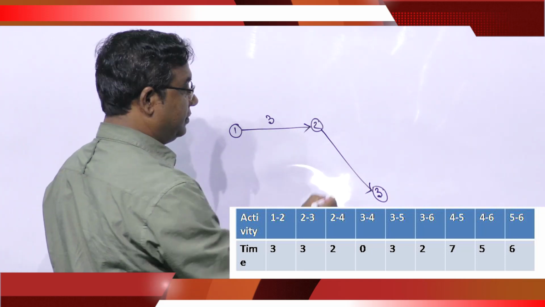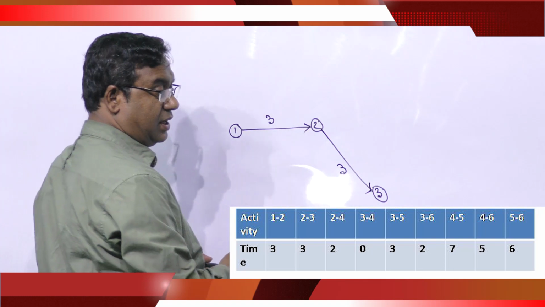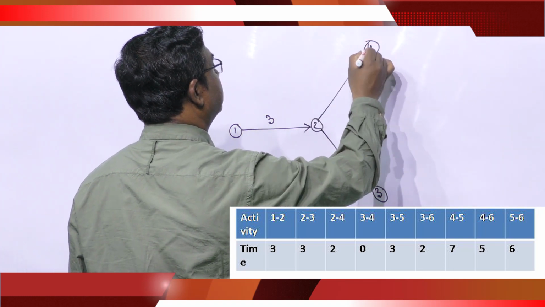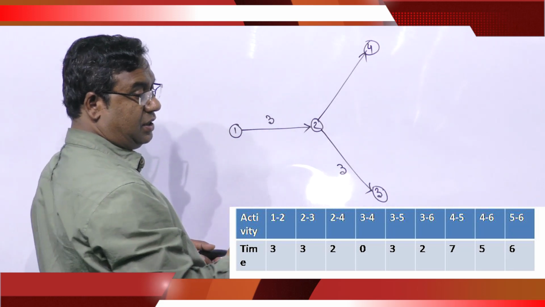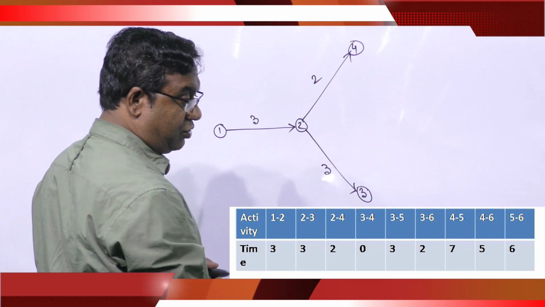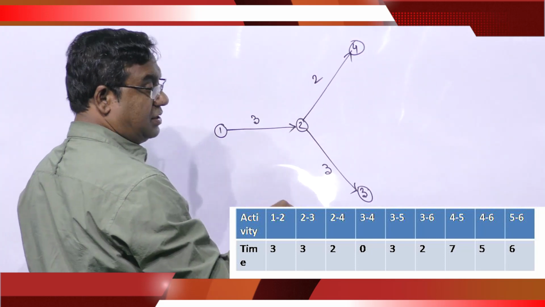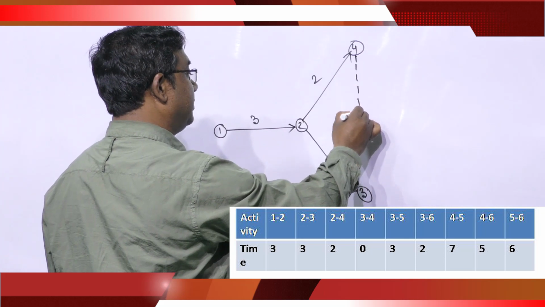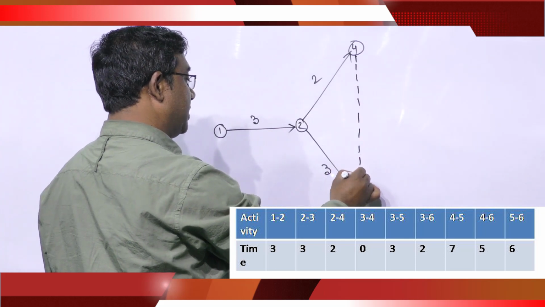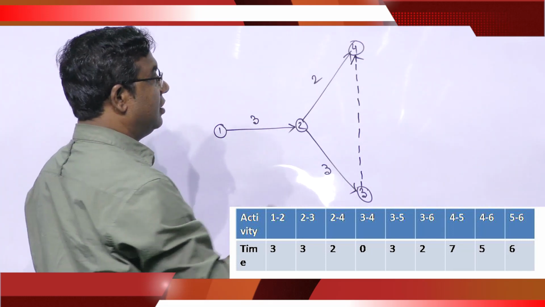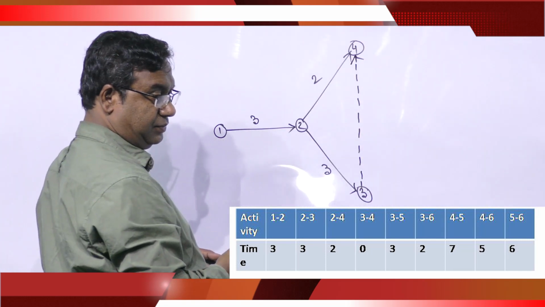Time duration is 3. Next, 2 4. Time duration is 2. Then 3 4. This is the dummy line. You have to draw the dotted line. This dotted line represents the dummy activity. So time duration is 0.